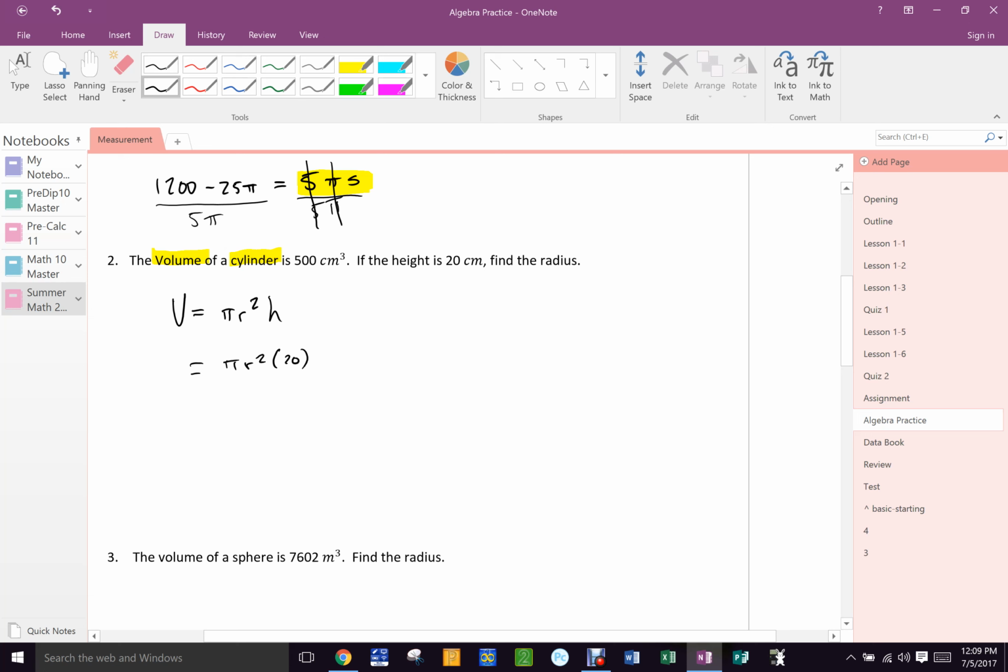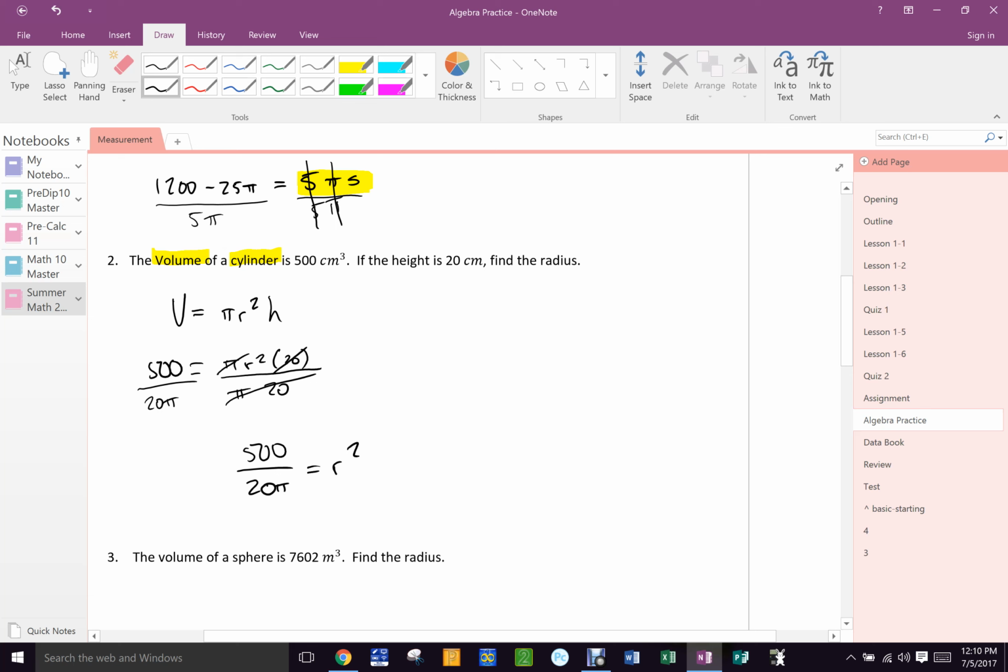And what else do I know? The volume is 500. So now I got to get r by itself. Correct? So I got to divide. No, I don't want to touch r squared. R squared's got to stay alone. Divide by pi and what was the other thing? 20. Then they're both going to cancel. So that means I got to divide this side by 20 pi's, don't I? So this side is 500 over 20 pi equals r squared.